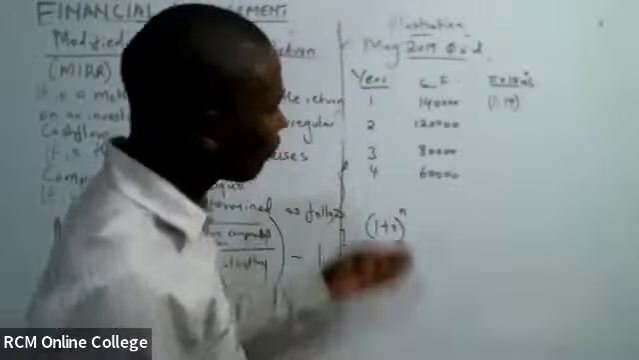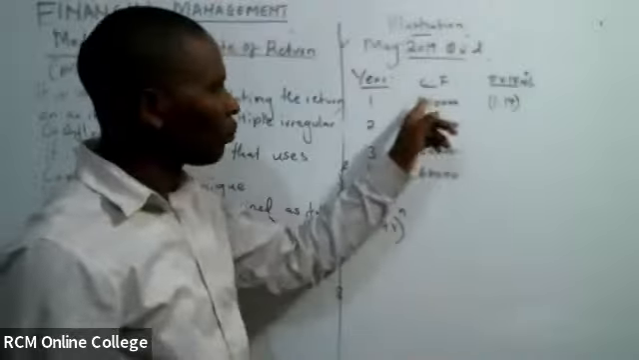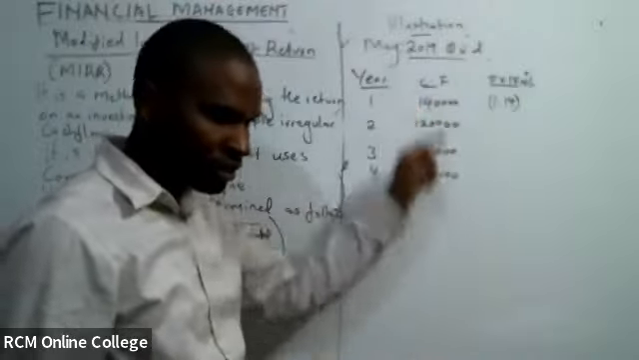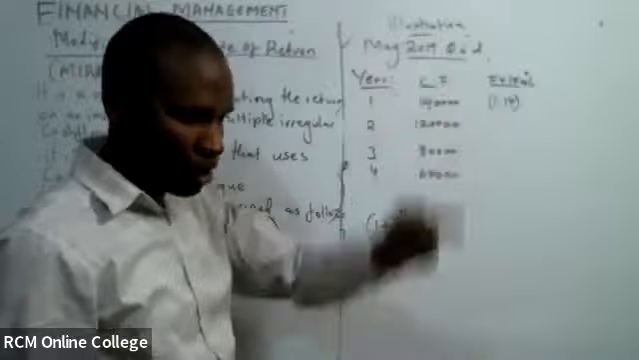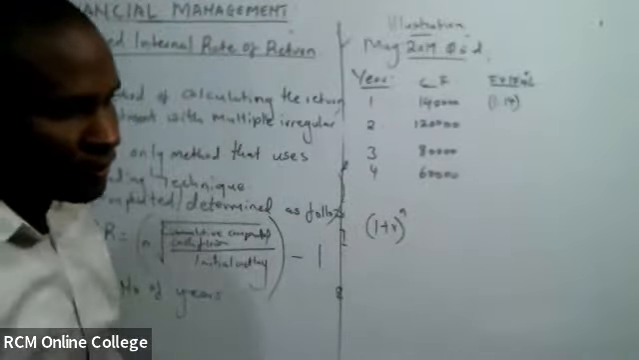By the way, my 140 will be compounded for how many years before we get to the future? How many years will the 140 be compounded, before we get to the 4th year?